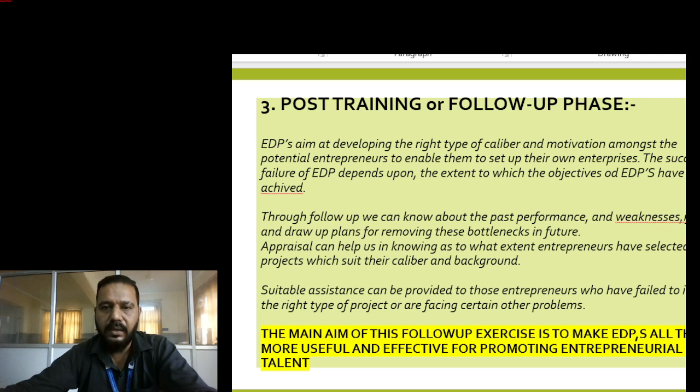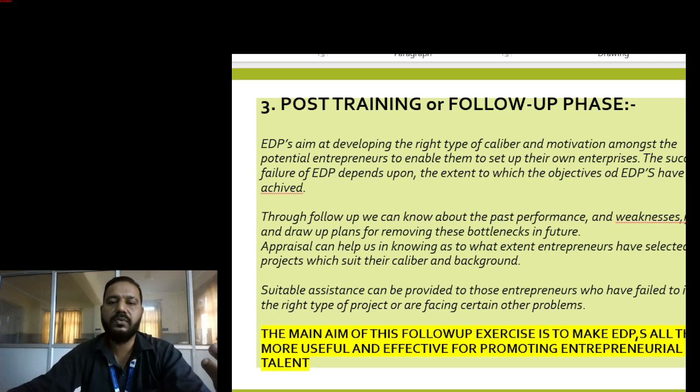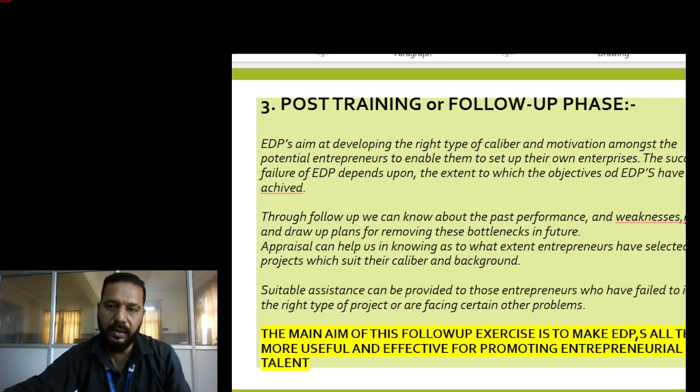We will read it. It's written: EDP aims at developing the right type of caliber and motivation amongst the potential entrepreneurs to enable them to set up their own enterprises. The success or failure of EDP depends upon the extent to which the objectives of EDP have been achieved. It is talking about the post-training programs. Basically, a post-training program is a follow-up program, which tells you how you are going to follow up, or how you are going to tell the youngsters or the potential entrepreneurs to produce a particular product, so that they do not refuse to produce it.